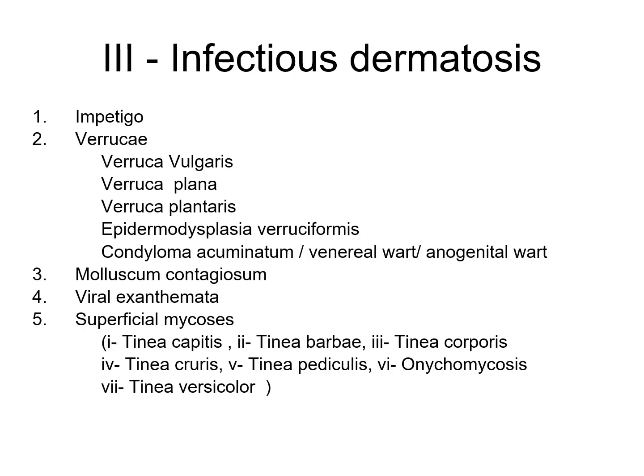The infectious dermatoses include impetigo and verrucae, and these verrucae are verruca vulgaris, verruca plana, verruca plantaris, epidermodysplasia verruciformis, and condyloma acuminatum, or venereal wart or anogenital wart. Then molluscum contagiosum, viral exanthemas, and superficial mycosis that includes Tinea capitis, Tinea barbae, Tinea corporis, Tinea cruris, Tinea pedis, onychomycosis, and Tinea versicolor.